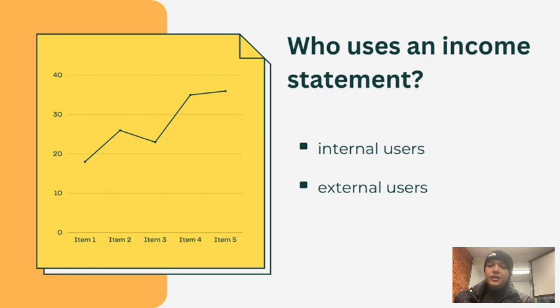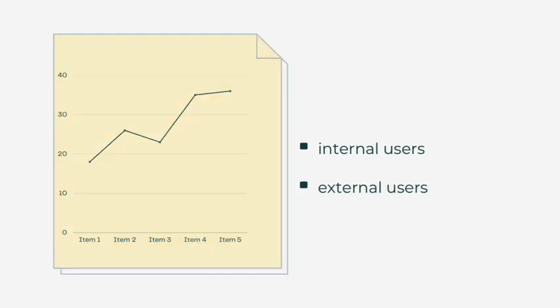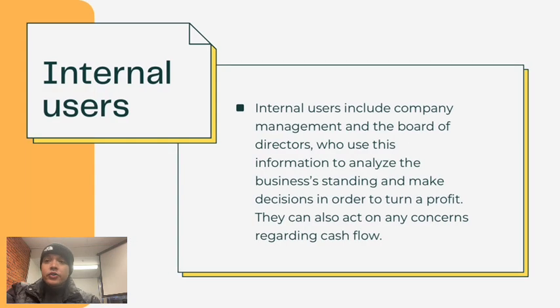Who uses an income statement? There are two main groups of people who use this financial statement: internal and external users. Internal users include company management and the board of directors, who use this information to analyze the business standing and make decisions in order to turn a profit. They can also act on any concern regarding cash flow.